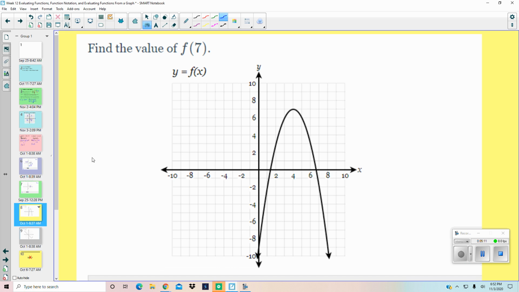Find the value of f of 7. Okay, so they're saying x is 7. What is y? So if I go over to 7 and go down, it looks to me like 7, -2 is the point.